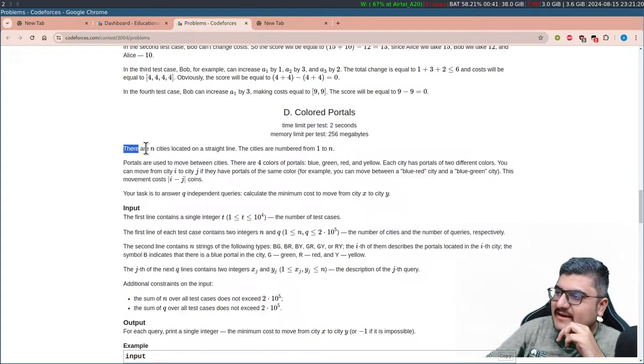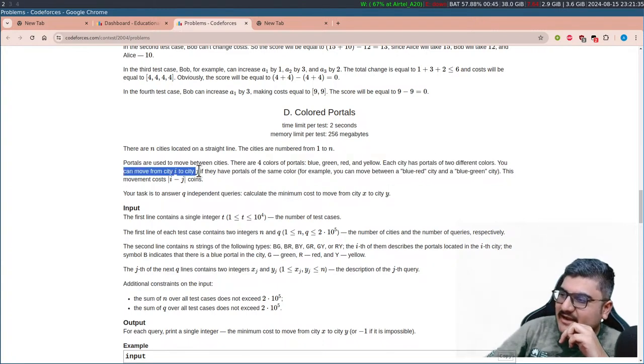And problem D, colored portals. There are n cities located on a single straight line. The cities are numbered from 1 to n. Portals are used to move between cities. There are 4 colors of portal: blue, green, red, and yellow. Each city has portals of 2 different colors.